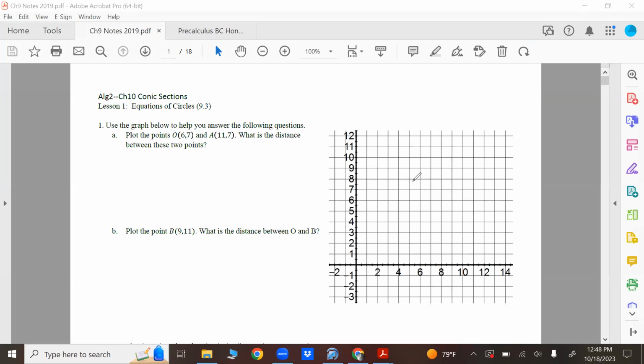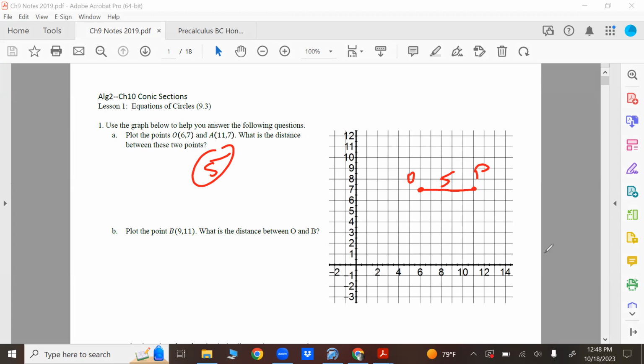So 6, 7 is right here. That's O. 11, 7 is right here. That's P. And you want the distance between those 2 points? Well, that's easy. How far is that distance? 5. Right. So that's not hard. That's easy, right? Easy unit, right? Now, next up, plot the point 9, 11, which is going to be right above it.